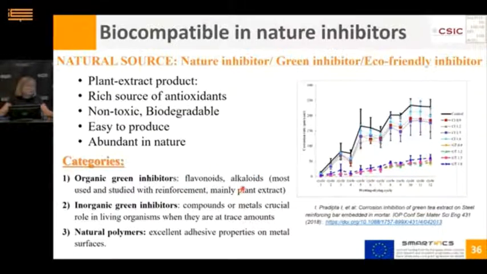The inorganic green inhibitors are mainly inorganic results from the extract of the plants, and also natural polymers. Only this example shows us the efficiency of the inhibitor. This is a tea inhibitor coming from the tea plant. And the corrosion rate has been observed significantly reduced under wetting and drying cycles in comparison with the reference without the inhibitor and even with some conventional inhibitors.